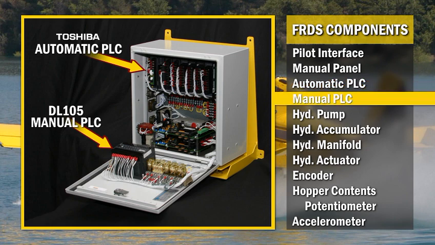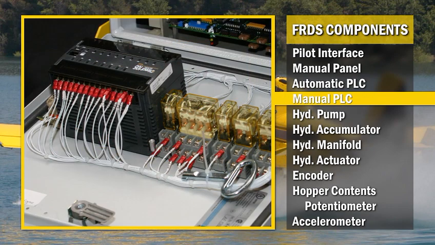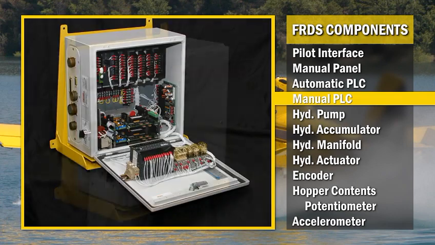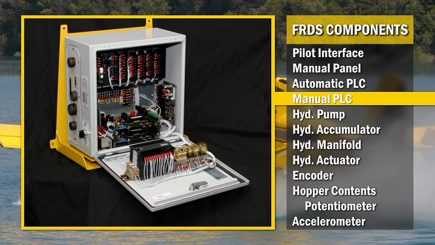Located in the same enclosure as the automatic PLC, the manual PLC serves as a backup to the automatic PLC. In the event the main PLC fails to properly function, this secondary computer allows for continued operation of the system with reduced accuracy. It also allows for manual control over basic functions such as opening and closing the doors and pump operation.